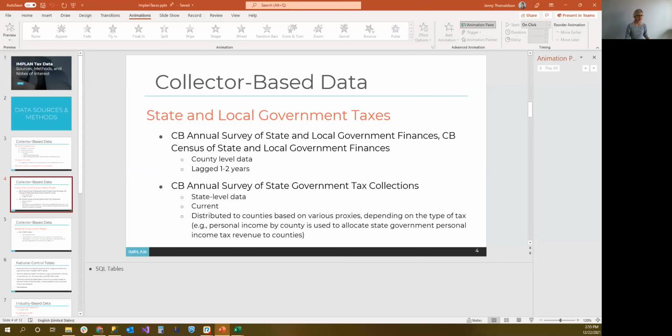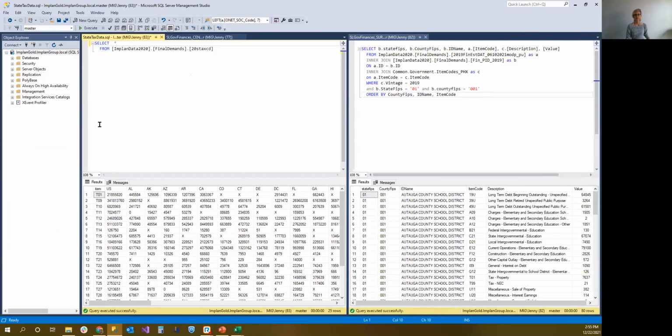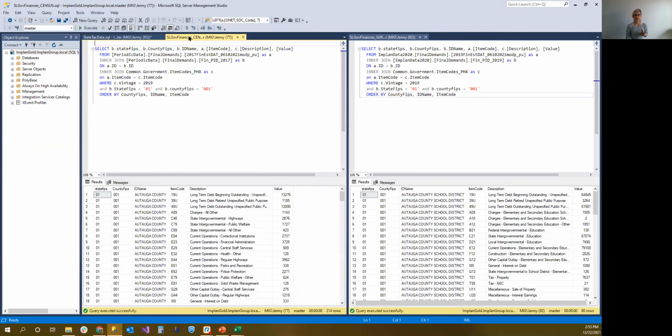And just to give you a taste of what these data look like, I'm going to pull up SQL Server here. And this is where the data team keeps all of our data. We bring it all into Microsoft SQL Server. You don't have to pay attention to the query or anything like that, but I'm going to point out that in this window on the left, I have pulled the data from the census of state and local government finances, and I'm just looking at Watauga County, Alabama, our first county here. And you can see that when I do that, I get 214 rows.